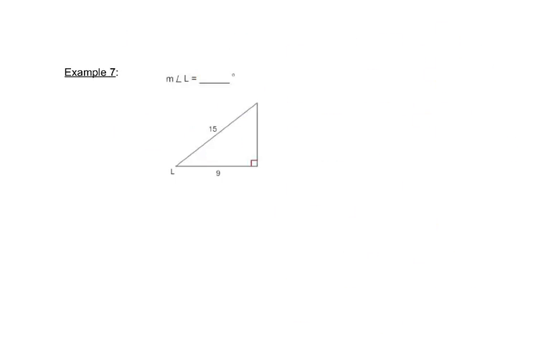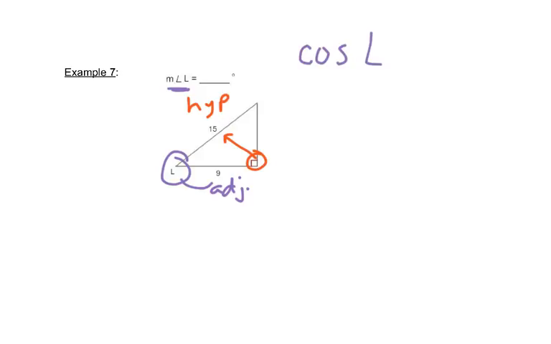Here we're trying to find angle L. So that's this angle right here. We need to see what we're given. Here's our right angle, so we're given the hypotenuse. And this is the side next to it, so we're given the adjacent. So hypotenuse and adjacent means that we're going to use cosine. So cosine of L, which we're trying to find, is adjacent, or 9, over the hypotenuse, which is 15.